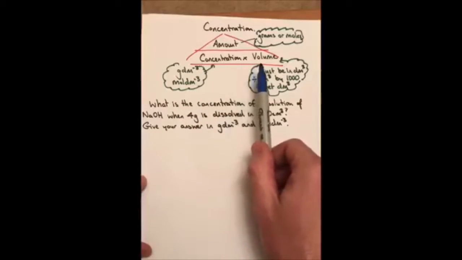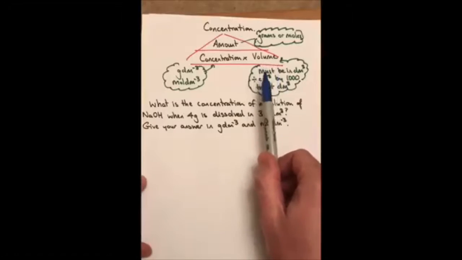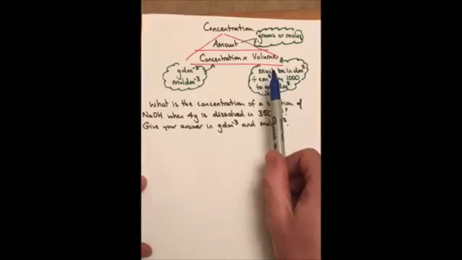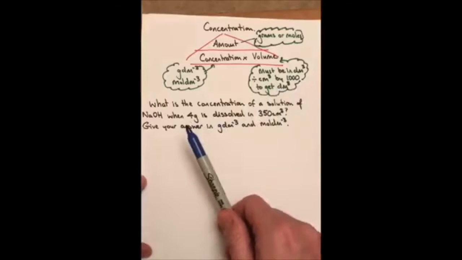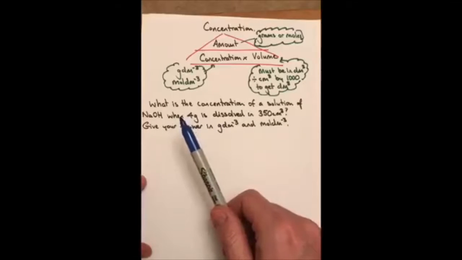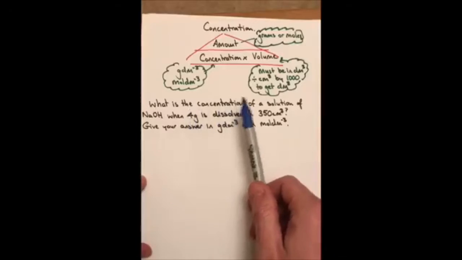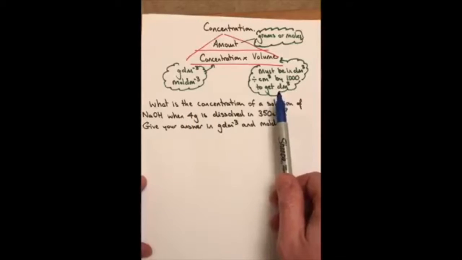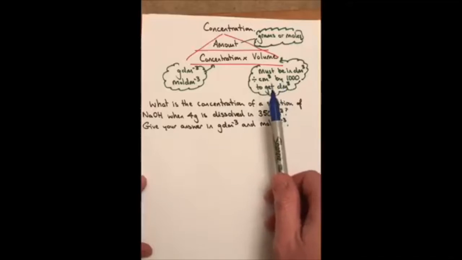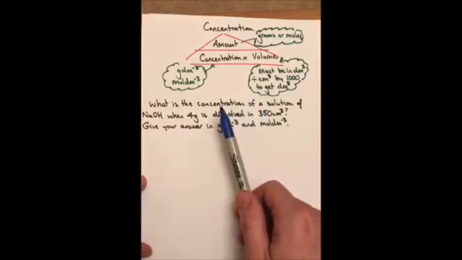That's then multiplied by volume. The thing to watch for with the volume is the volume must be in decimeters cubed. So if the question gives you it in centimeters cubed, we have to then divide that by 1,000 in order to convert it into decimeters cubed. That's one of the little traps that people forget to deal with.